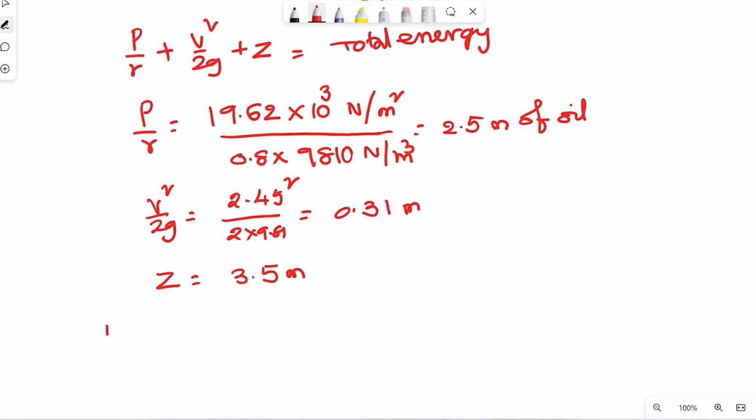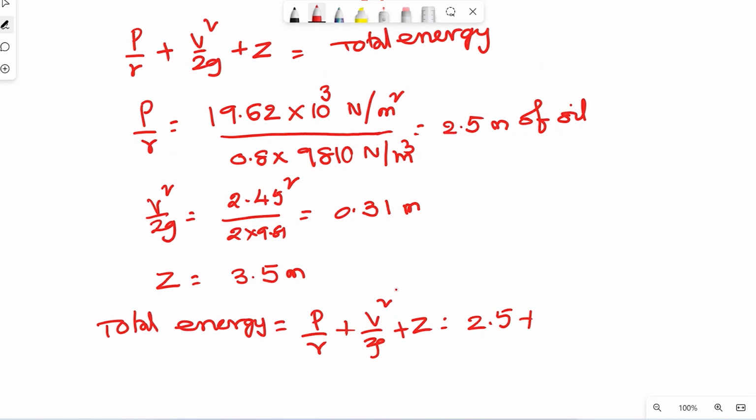So now how much is the total energy? The total energy is equal to P by gamma plus V squared by 2G plus Z. P by gamma is 2.5, plus V squared by 2G which is 0.31, plus Z which is equal to 3.5. So it is equal to 6.31 meters of oil.